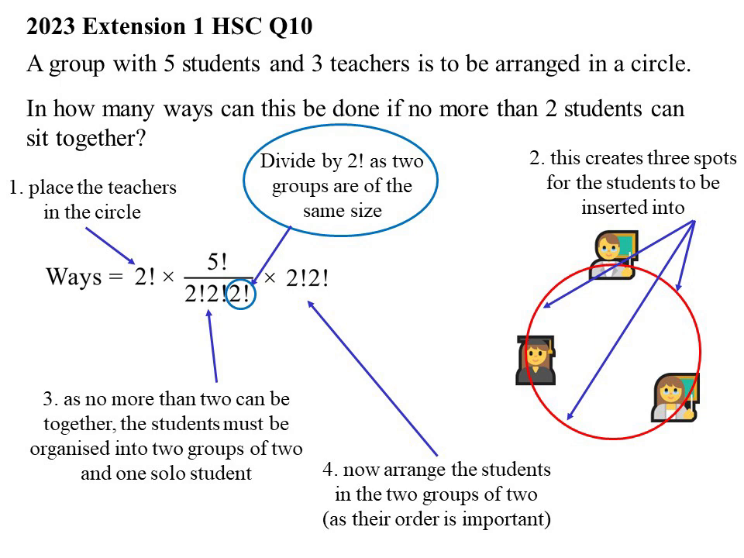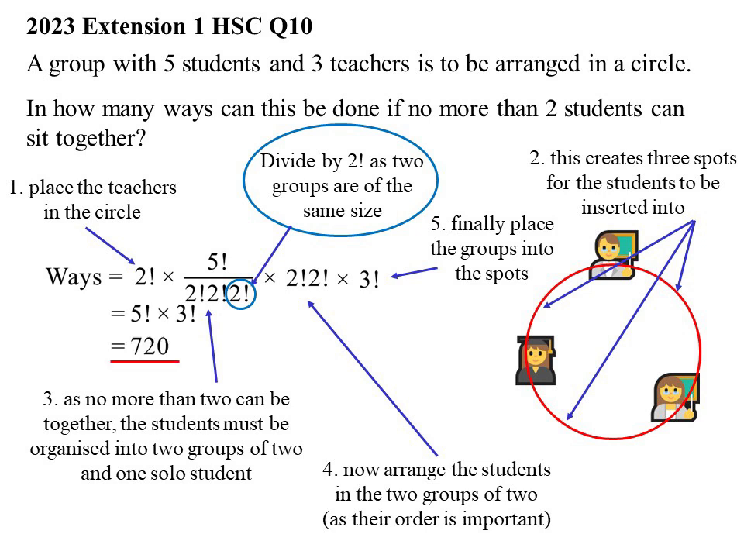So I've selected, now we go and arrange those groups. So the 2 factorial, 2 factorial. Finally, I'm now going to place them into those 3 spots. 3 factorial. We end up with 720 as our answer. Now there are other ways of thinking about that problem, but that's how I approached it.